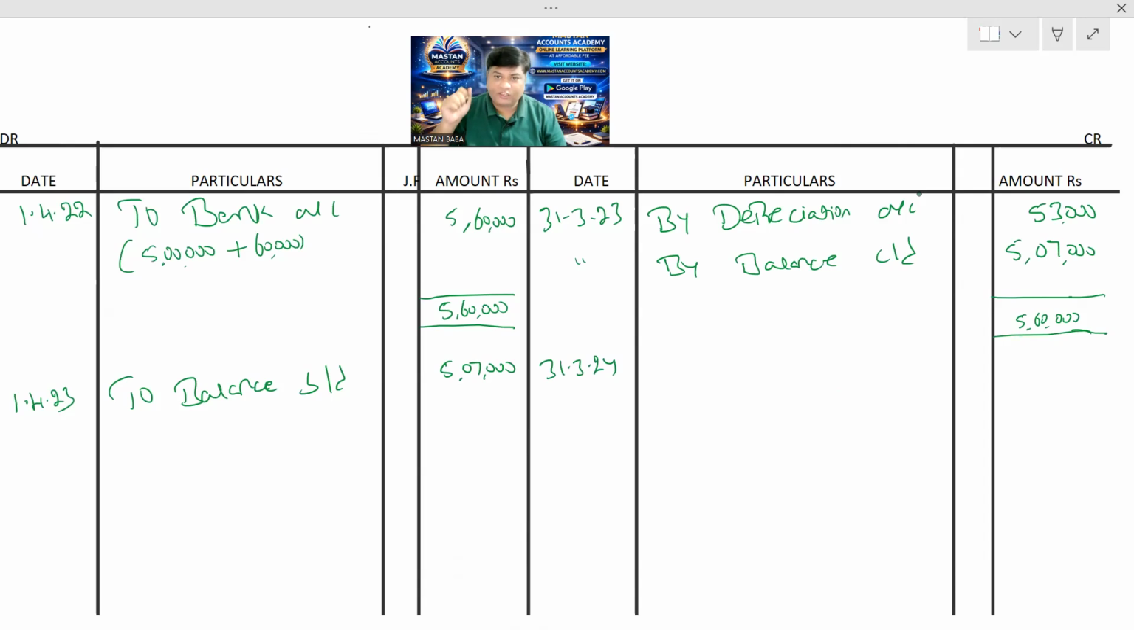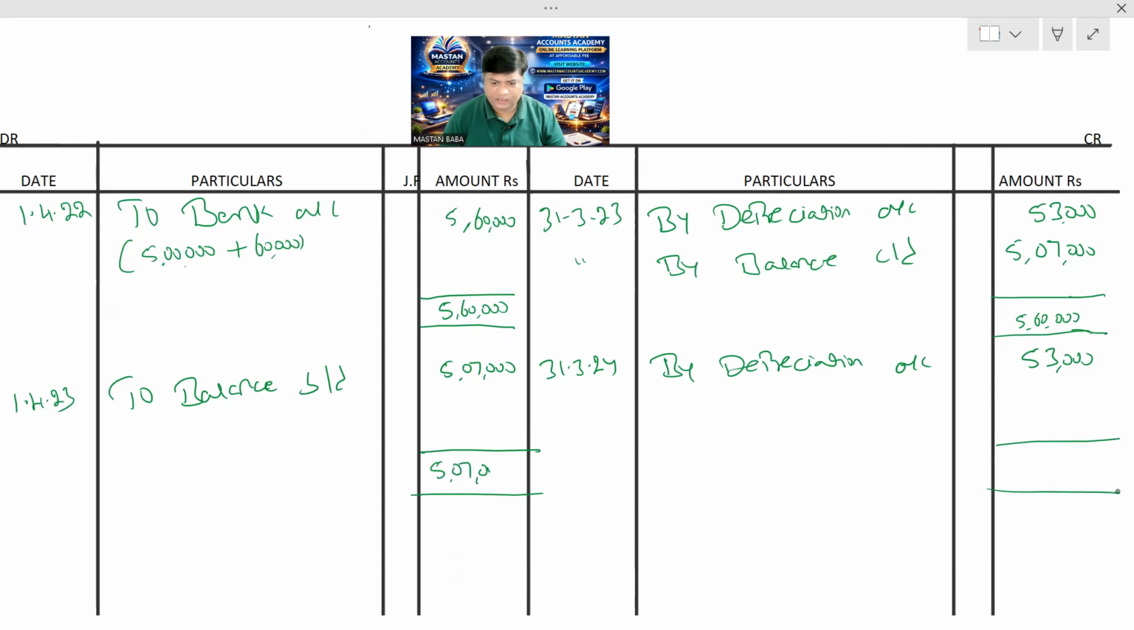They have been sold on 31st December 24. So let me complete this financial year accounting first. By depreciation account, annual depreciation as usual 53,000. Now balance again, dear students: 5,07,000. On 31st March 24, by balance carried down, 5,07,000 minus 53,000. Calculate in rough work.